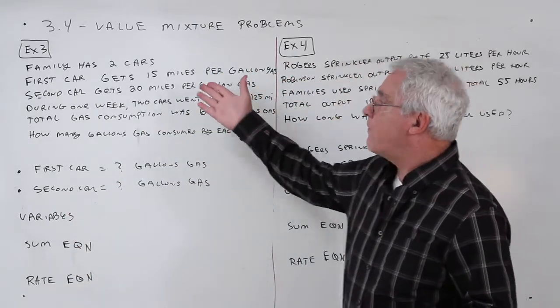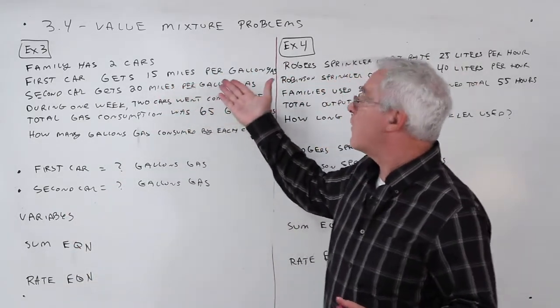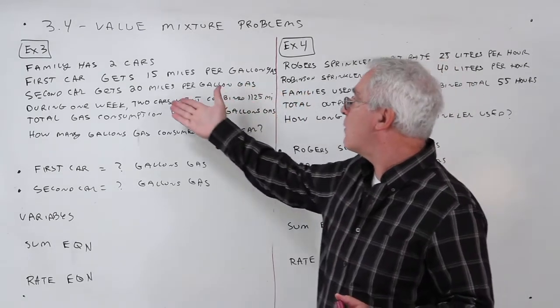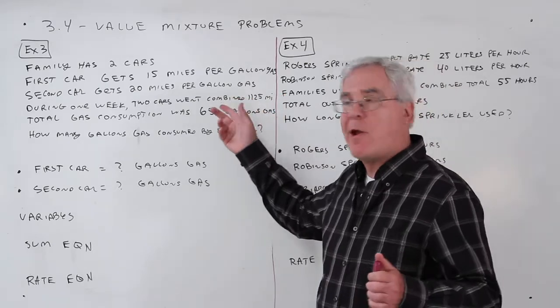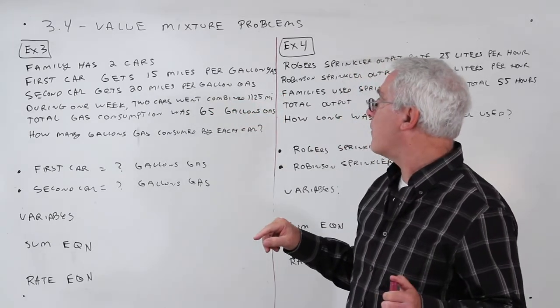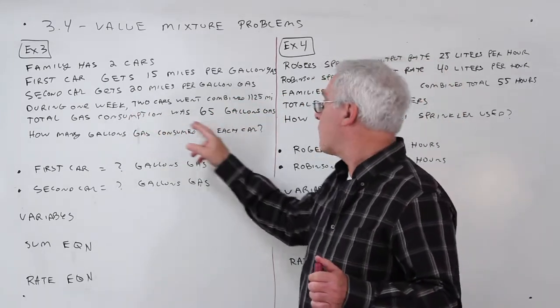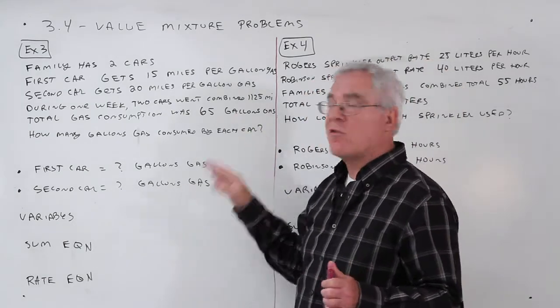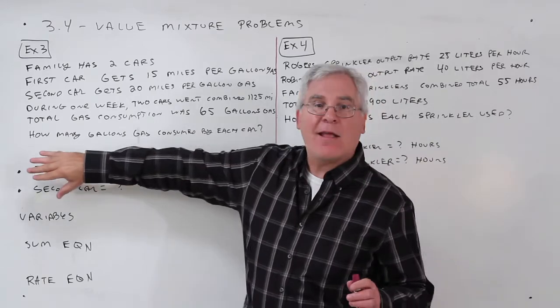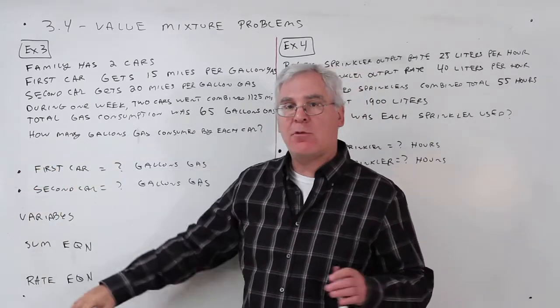Example 3. Family has two cars. First car gets 15 miles per gallon of gas. Second car gets 20 miles per gallon of gas. During 1 week, the two cars go a combined 1125 miles. Total gas consumed was 65 gallons. How many gallons of gas consumed by each car? Again, that's all Alex will show you. You've got to do the rest.